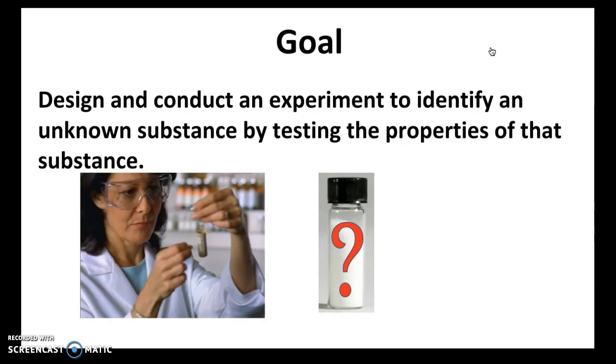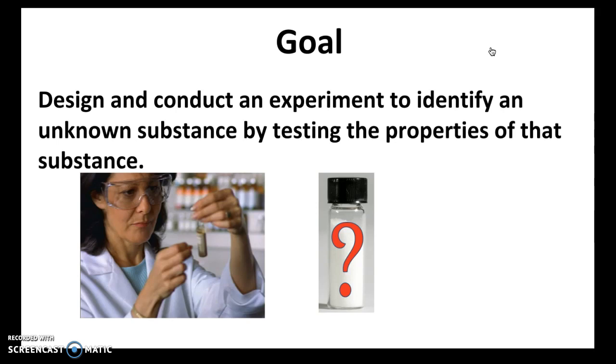So let's get started. As we know, in Unit 2, the goal of the unit is for you to identify an unknown substance that I assign to you, based on its properties. And you're going to test those properties to help you figure out what that substance can be.